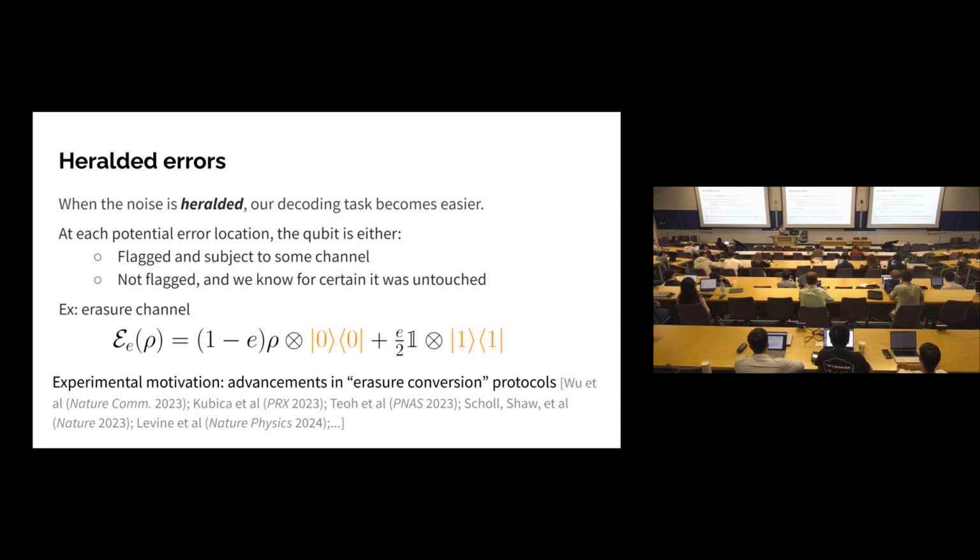There's some experimental motivation for considering this type of channel. So in addition to being on the theoretical side, it makes our decoding easier. On the experimental side, there have been these erasure conversion protocols. I believe we're going to hear about one later today, that managed to convert most errors into being erasures, with the motivation that they're easier to decode.